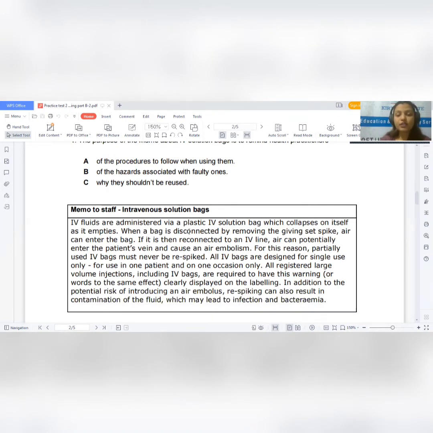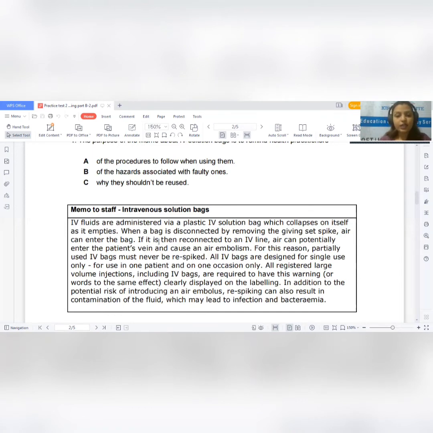IV fluids are administered via a plastic IV solution bag which collapses on itself as it empties. That you all know, it collapses by itself when it empties. When a bag is disconnected, by removing the giving set spike, air can enter the bag. If it is then reconnected to an IV line, air can potentially enter the patient's vein and cause an air embolism. So what I understood up to now is, if we remove the IV spike set and respike it, there are chances that air can enter the patient's vein and cause air embolism.